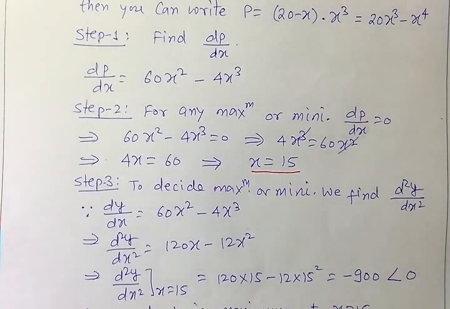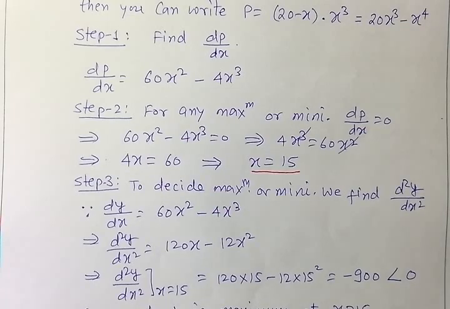So we got the number. But we do not know whether the product will be maximum or minimum. So we have to go for the third step. What is the third step? To decide maxima or minima, we find d2y by dx square. So dy by dx is this. So d2y by dx square is differentiating one more time. So 2x into 60 is 120x minus 12x square. Let us substitute x is equal to 15 here: 120 into 15 minus 12 into 15 square. Calculating this, we get the answer as minus 900, negative.